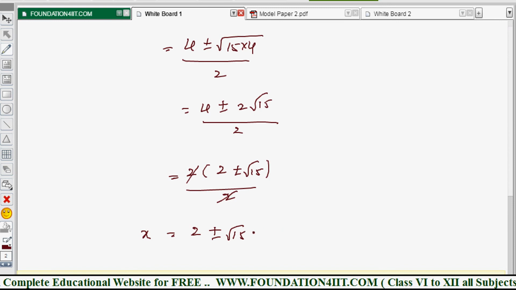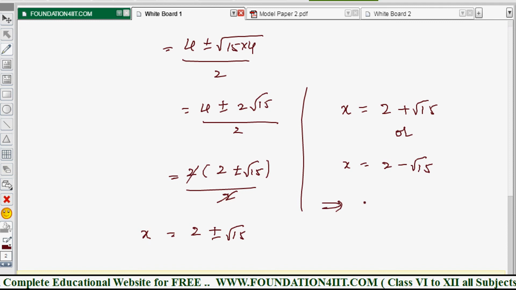Then for the square root of 15, you should use the long division method to find its value. On simplifying, we'll get x equals, so the long division method I am not explaining here; you can find it in the other videos on the same channel. So that is 2 plus or minus, so x is 2 plus square root of 15 or x is equal to 2 minus square root of 15.